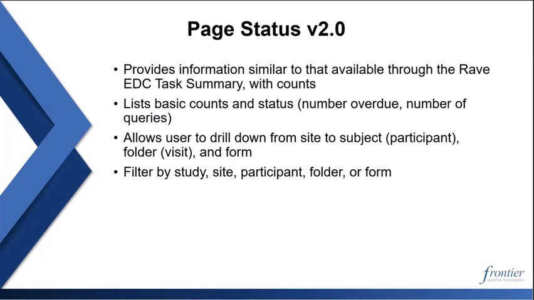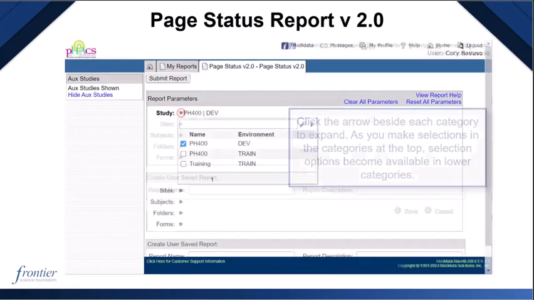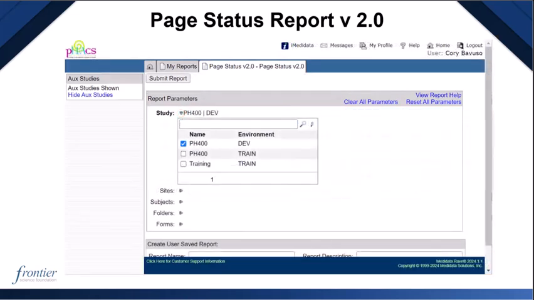This report allows users to drill down so you can see task counts for the whole site, or you can focus in on a single participant, visit folder, or even a single form. This slide shows how you would filter the report. You can click on the arrow beside each category to expand it and show all the options. As you make selections in the categories at the top, the selection options are dynamically updated in the lower categories.